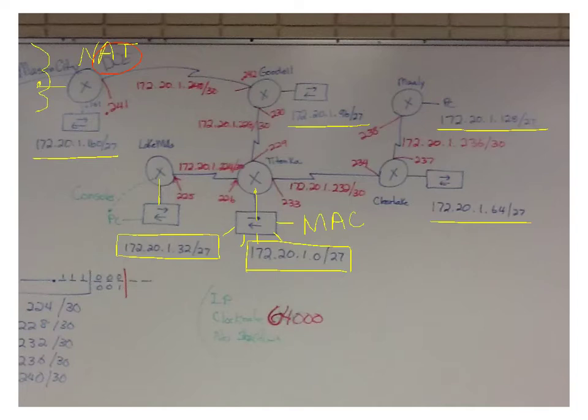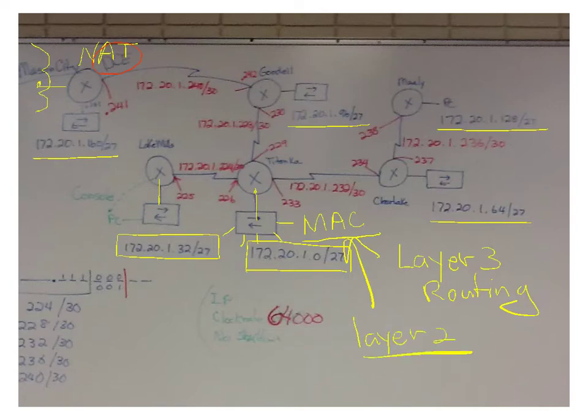The routing between the routers would be layer 3. Routing. And moving through the MAC addresses through here, that's all layer 2, data link layer.